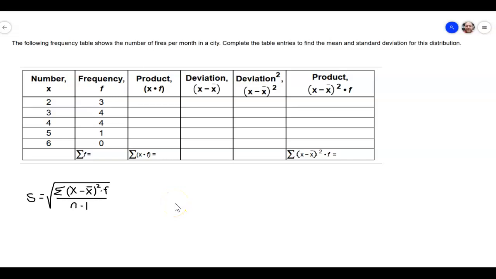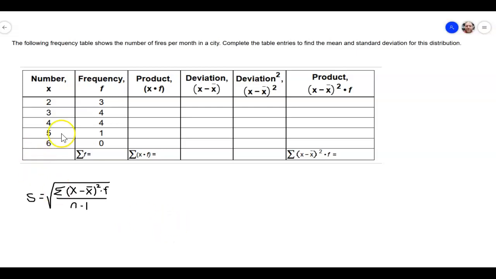Hey, this is Mr. Beckstrom, and today I want to take a look at an example from section 5.1. This is looking at a frequency table, and from that frequency table, finding the mean and finding the standard deviation.